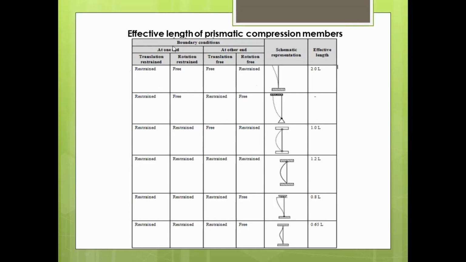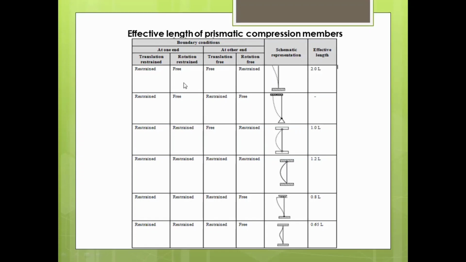At one end there is translation restraint, it means it is fixed here, and the other end is free. There is no support here. So when one end is fixed and the other end is free, the effective length of the column is 2 times L. Why? Because of buckling, this curve is the shape of the column after buckling, and this curved length becomes as good as 2 times the original length of the column. So this can be treated as 2 times the overall length.